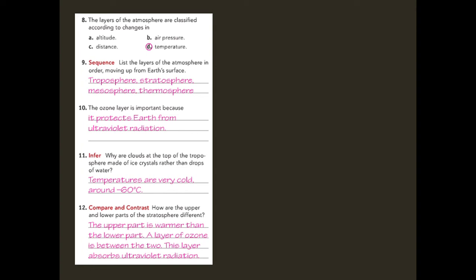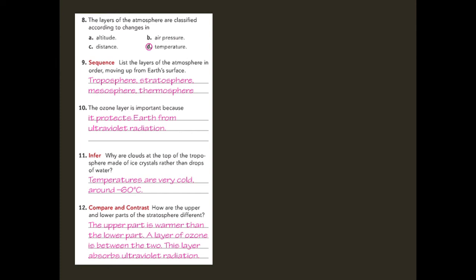We have number 9, sequence. List the layers of the atmosphere in order, moving up from Earth's surface. Okay, so this is basically the order of the layers. We have at first the troposphere, we continue with the stratosphere, the third one will be the mesosphere, and the last one will be the thermosphere. Pretty simple.